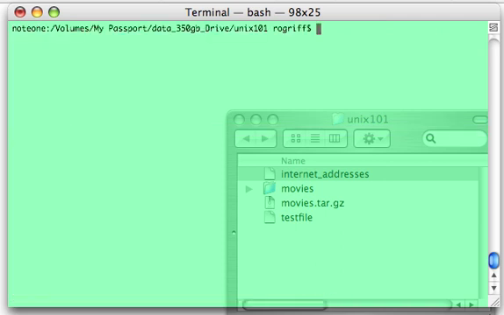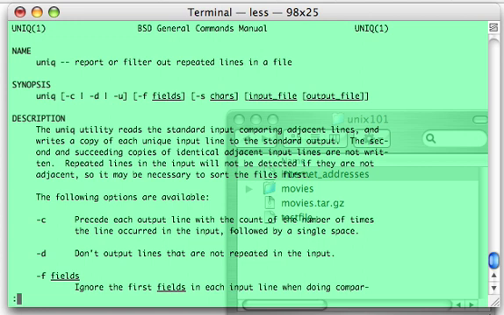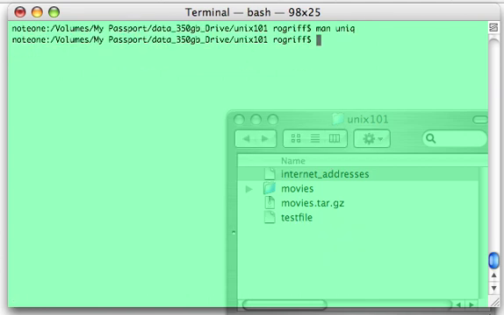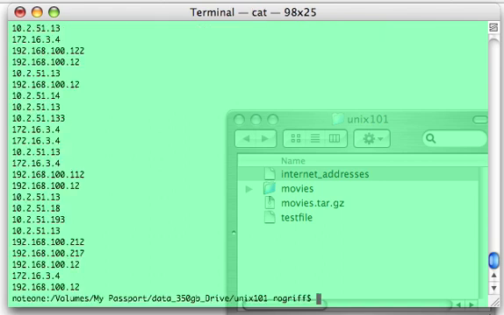Let's look at how we could use the uniq command to remove these lines. In the man page for uniq, it says the usage is uniq, followed by the options, and then the input files. Let's try that. So let's cat the internet address file. We see the unsorted output.